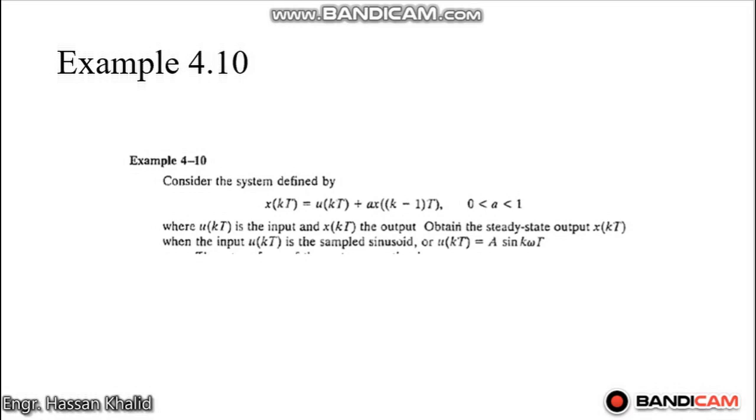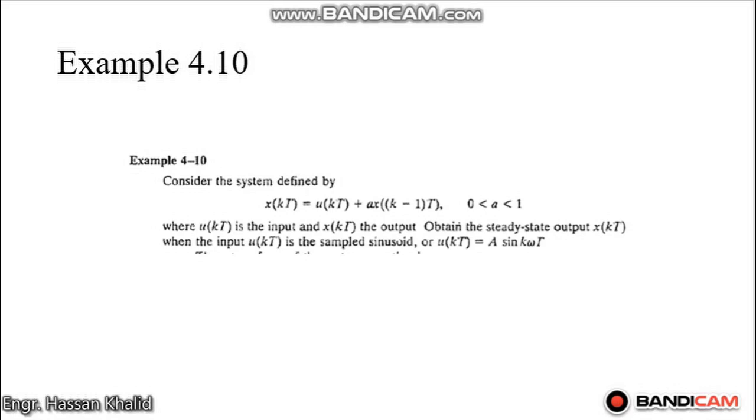Now let's consider this example 4.10, in which you need to consider the system defined by x(kT) equal to u(kT) plus a times x((k minus 1)T), where T is the sampling time, u(kT) is the input signal and x(kT) is the output.